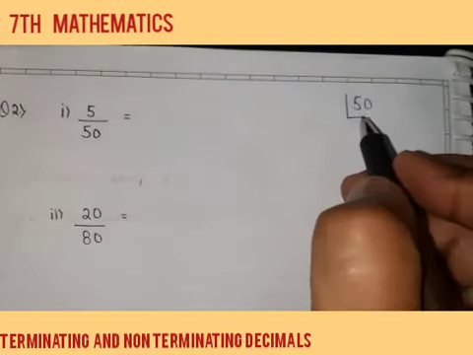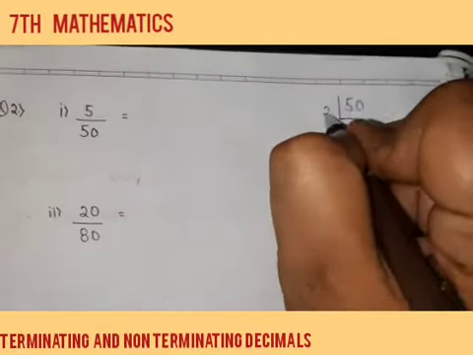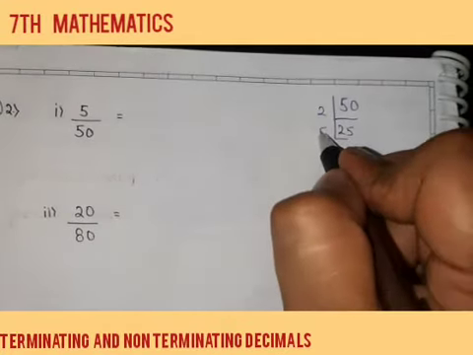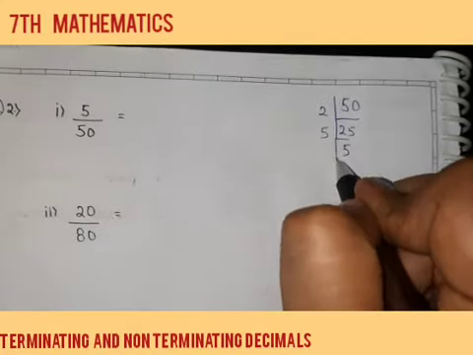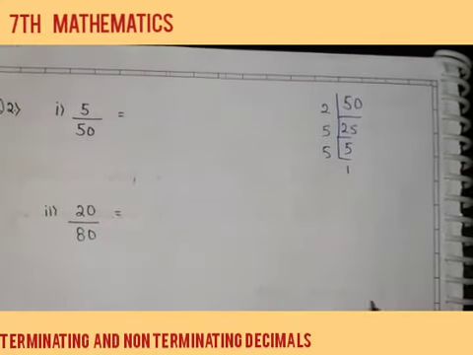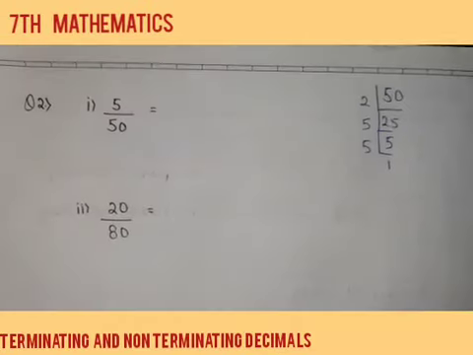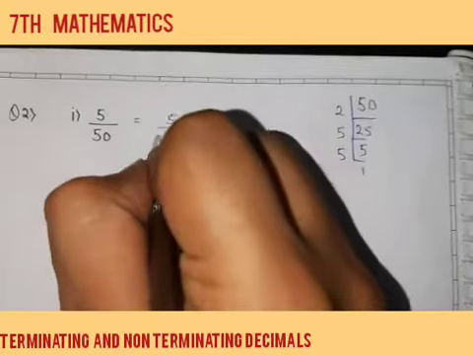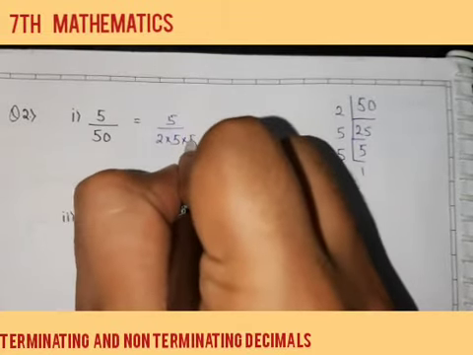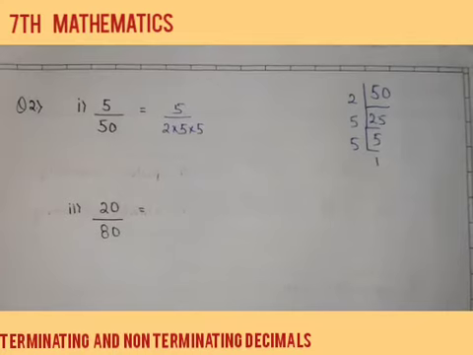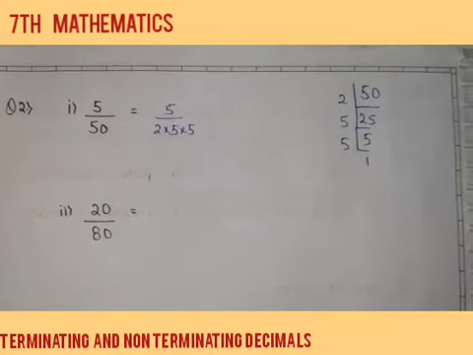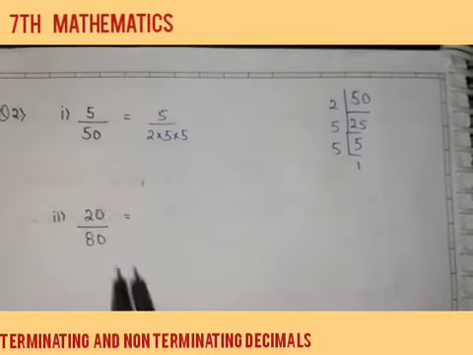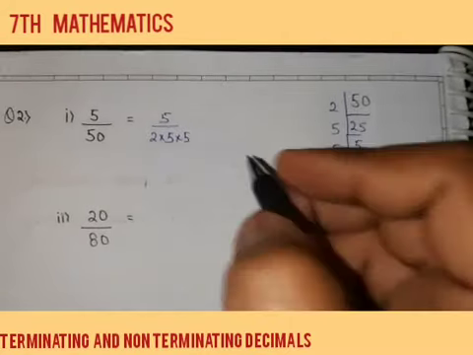So let's do 50. 2 into 25 is 50. Now 25 will go 5 times. 5 into 5 is 25, and 5 into 1 is 5. That means 2 into 5 into 5. So we will write 5 upon 2 into 5 into 5. Now since the prime factors of the denominator 50 are both 2 as well as 5, therefore 5 by 50 will be a terminating decimal.